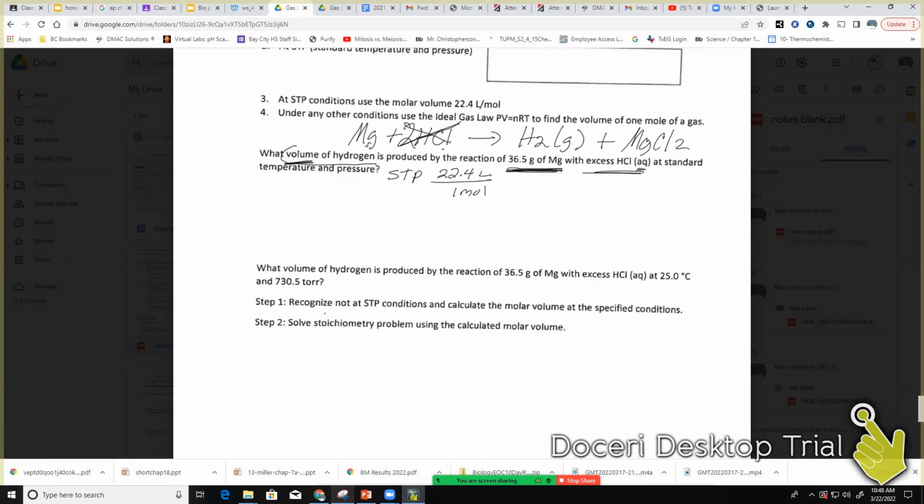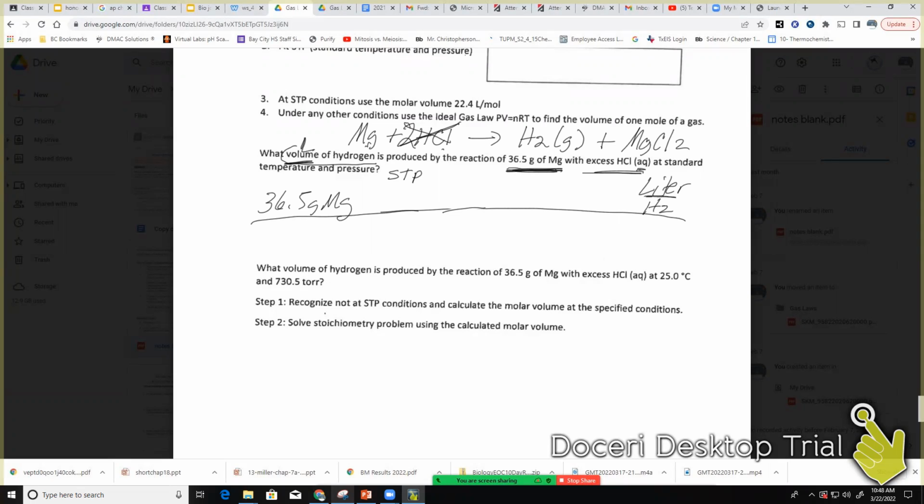So I'm going to start with what I'm given, 36.5 grams of magnesium. And I eventually want to get to volume of hydrogen gas. So that would be in liters. So down here, I want to get to liters of hydrogen. On these, I can't necessarily tell you it's always going to be 2 steps, or always going to be 3 steps. You're just going to have to work with it as you go along.